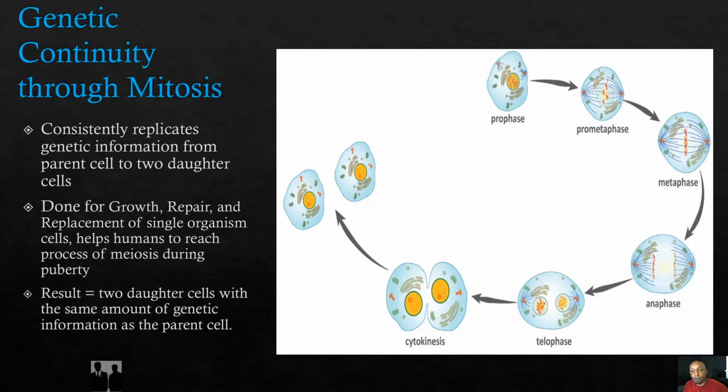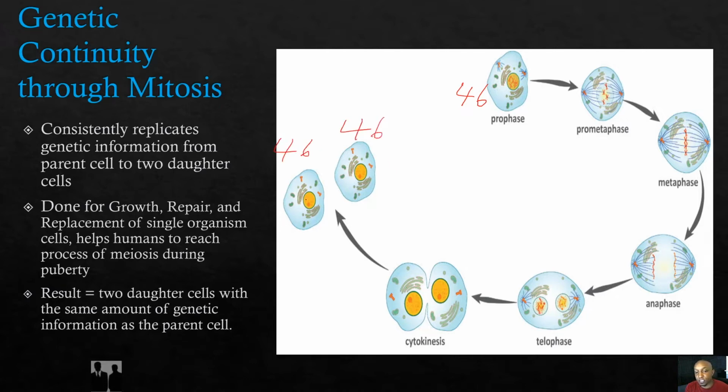And the end result of mitosis is two daughter cells with the same amount of genetic information as the parent cell. So let's take a look at this. Now the parent cell starts off with 46 chromosomes. And then through the process of mitosis that goes through prometaphase, metaphase, anaphase, telophase, and cytokinesis, it results in two genetically identical daughter cells with 46 chromosomes apiece.